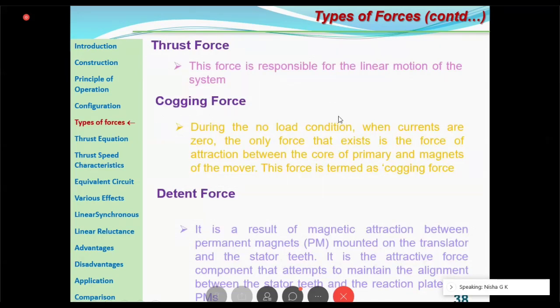Then you have another force, the cogging force, which is mainly in the no load condition, where the force of attraction between the core, the primary and the magnet is termed the cogging force at no load condition. Detent force is mainly associated with the permanent magnet. It is an attractive force component that maintains the alignment between the stator teeth and the reaction plate in permanent magnet machines.